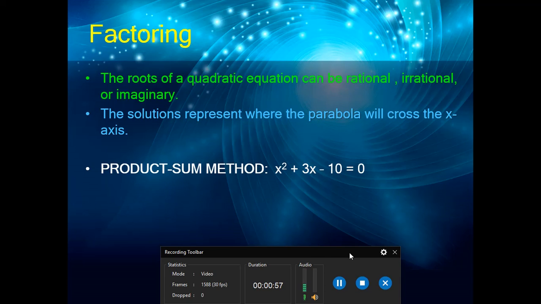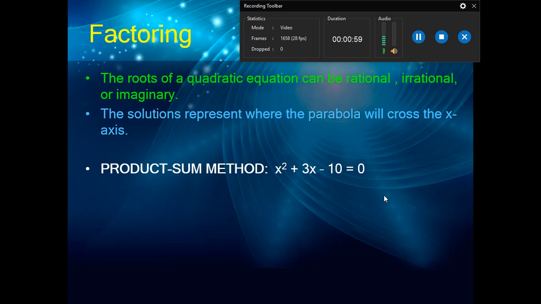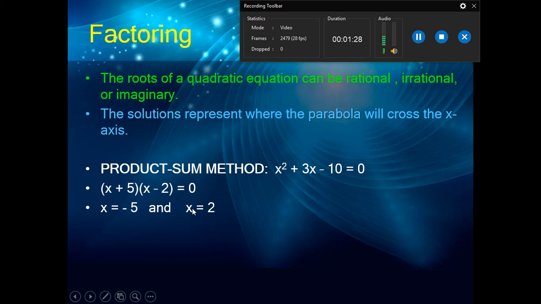The first factoring technique that we learned was the product sum method. This is the easiest method. When we use this system, we want to find two numbers that will multiply to -10 and also add up to 3. We're probably very good at this method by now, so I'm thinking 5 and 2. The 5 is positive, the 2 is negative. So I'll write it as my two binomial factors, and then I would separate this and set each factor equal to 0. For the sake of time, I'm just going to shortcut it, but x would be -5, and we would also have x equals 2. So my solution set, or my roots, are at 2 and -5.